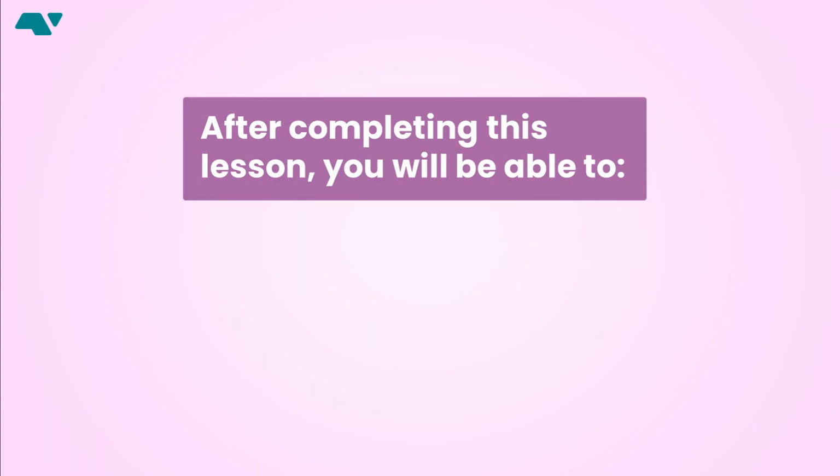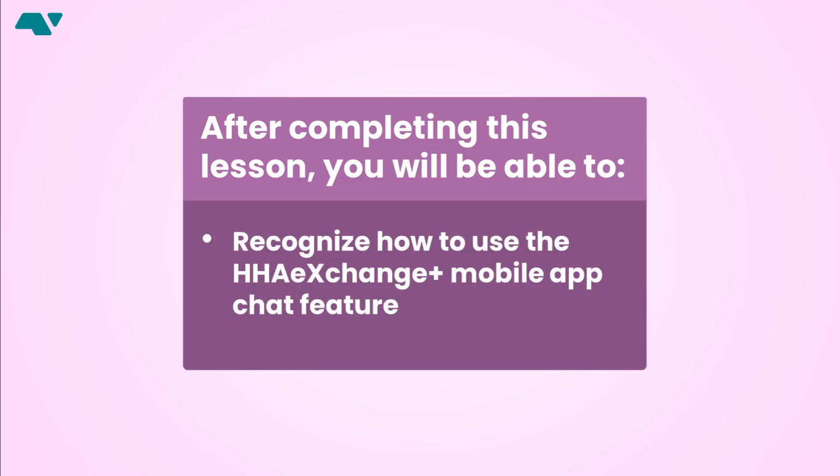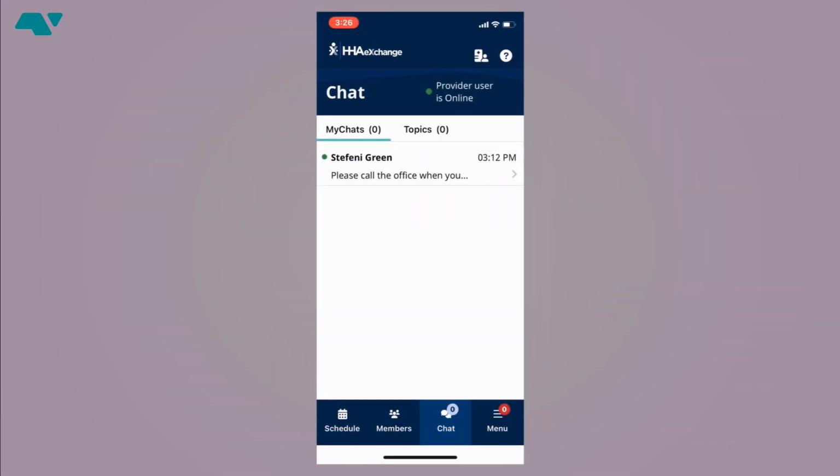After completing this lesson, you will be able to recognize how to use the HHA Exchange Plus mobile app chat feature. If your agency uses the chat feature, you can see chat on the navigation bar at the bottom of the page, with a bubble counter that indicates the number of chat sessions with one or more unread chats. If you do not see chat on the navigation bar, your agency does not use the feature.